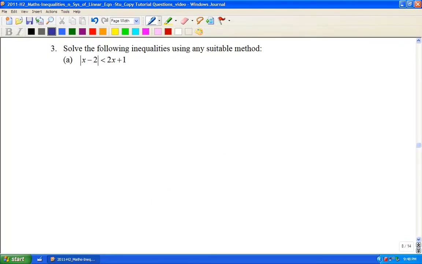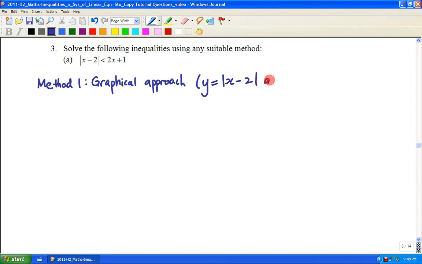Now for tutorial question 3a, we now have a modulus on one side of the inequality. So to do this, again we have a few methods. The first method is to actually draw the graph. So the graphs we should sketch are y equals modulus of x minus 2 and y equals 2x plus 1.